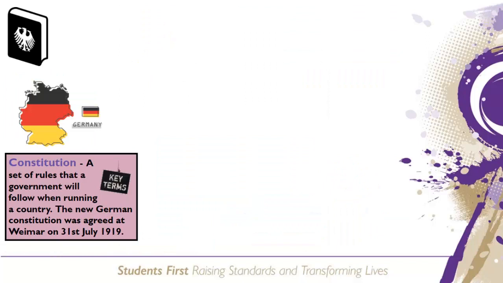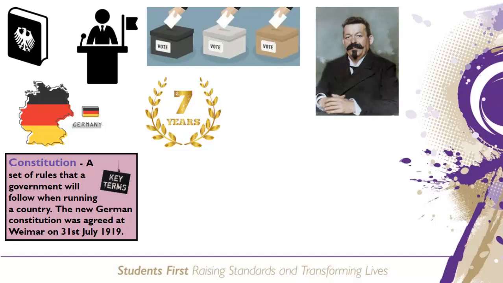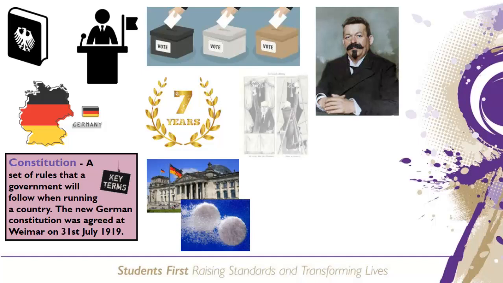The new constitution reorganised the German system of government. The head of the German state was now the president. The president was to be elected every 7 years, and it was the president that chose the Chancellor and was the head of the army. The president was also given the power to dissolve the Reichstag, call elections and suspend the constitution.